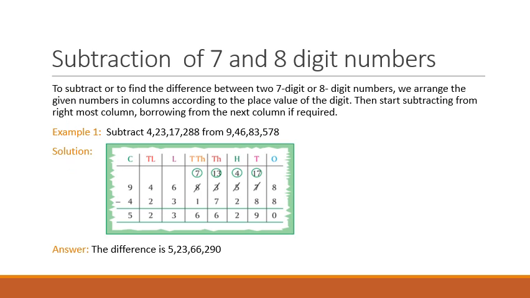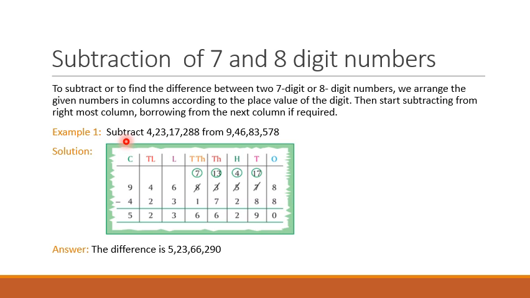Subtraction of 7 and 8 digit numbers. So to subtract, or in other words to find the difference between two 7 or 8 digit numbers, we first arrange the given numbers in columns according to the place value of their digits. Then we start subtracting from the rightmost column, and we can borrow from the next column if required. So let's see it with the help of an example.